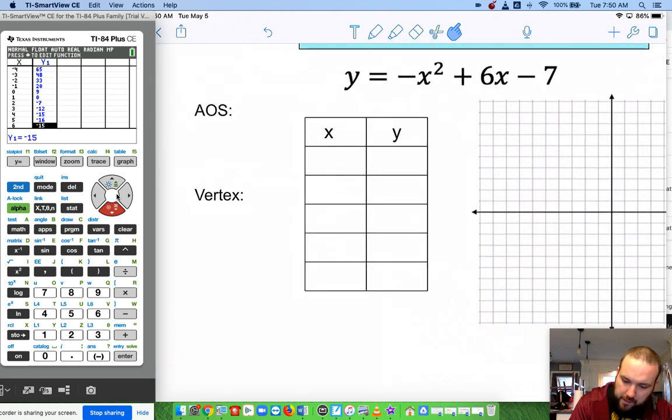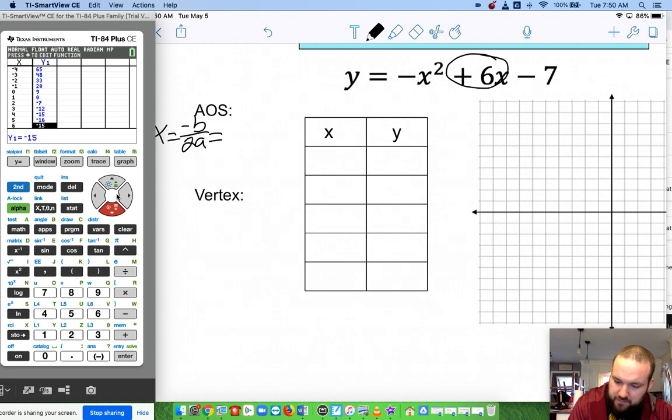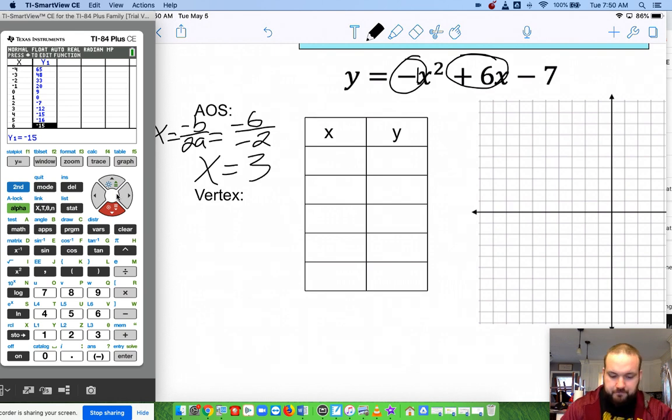So I cramped a little bit on space here, so I'm not going to list out A, B, and C. But the opposite of B, my B value is 6, so the opposite of that is negative 6. And then 2 times A, my A value is negative 1, so 2 times that would be negative 2. So it tells me my axis of symmetry, or my x coordinate of the vertex, is positive 3.